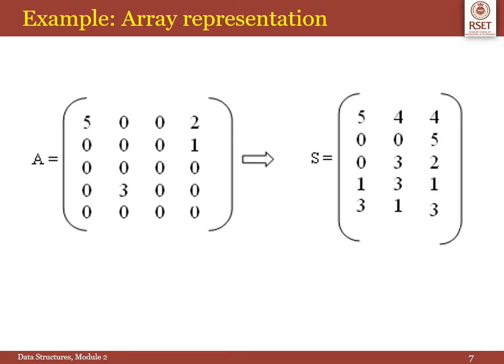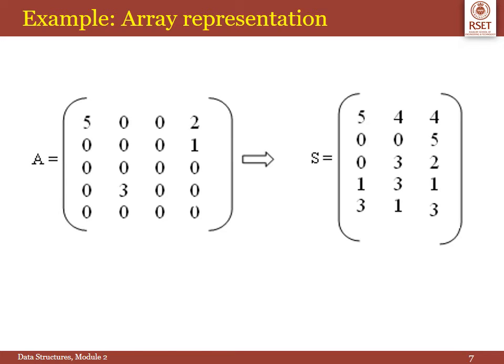So the 0th column in the first row is 0, because that represents the row number of the non-zero element 5. Then the first column in the first row is 0, because that represents the column number of non-zero element 5. And the last column in the first row is 5, because that is the non-zero element 5 itself.